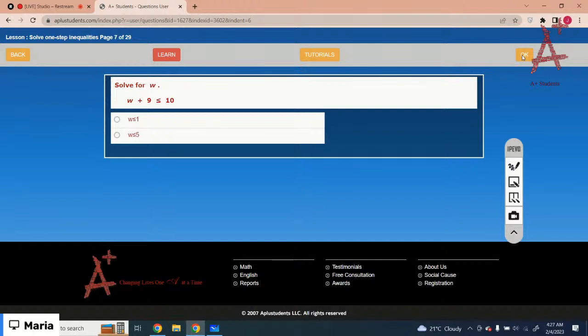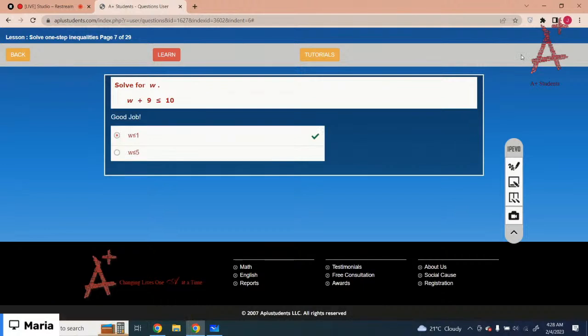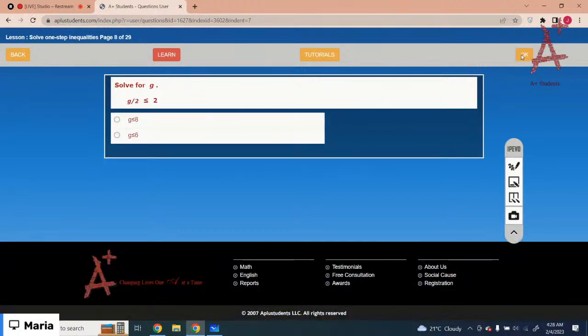So the correct option is x w is less than or equal to 1. Got it? Option number 1 is the correct option. Very good. Just select the correct option, then click on the OK button. Okay, the next one is, yes, very good.